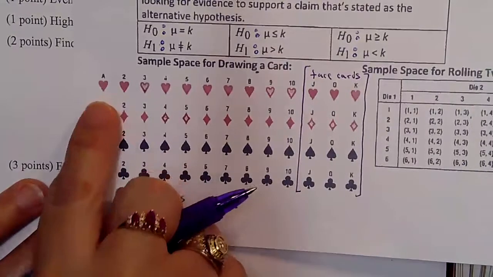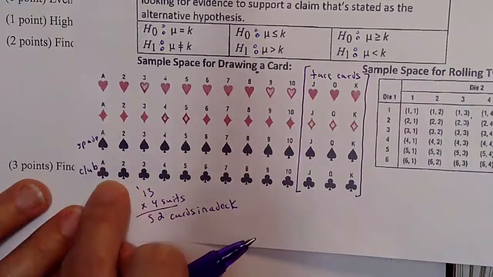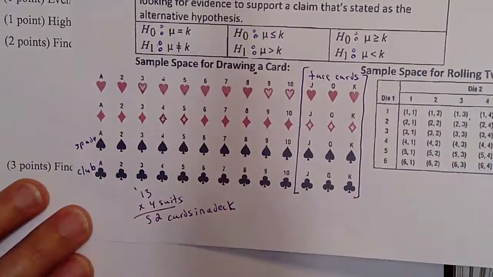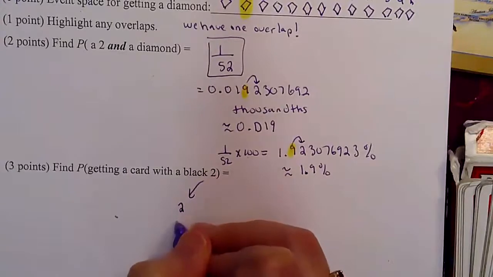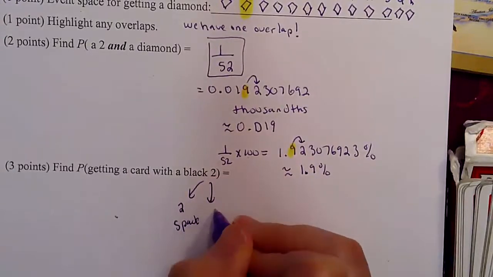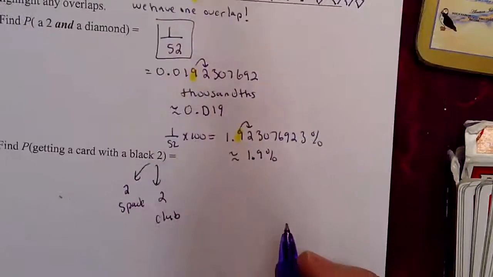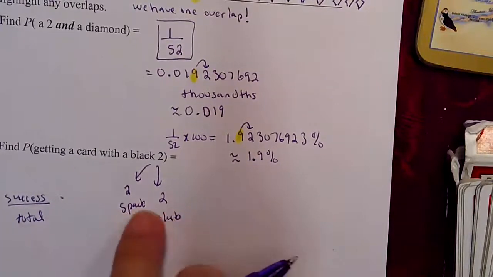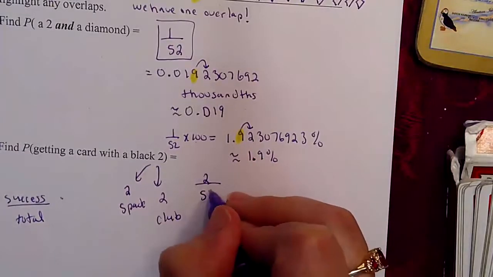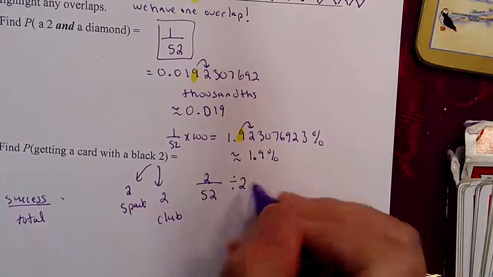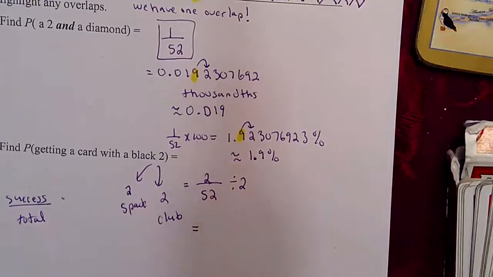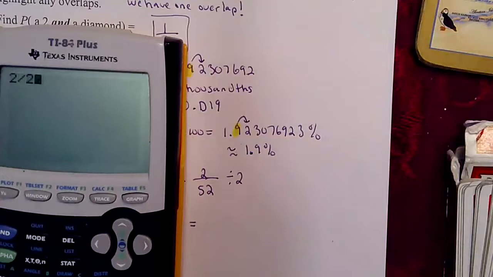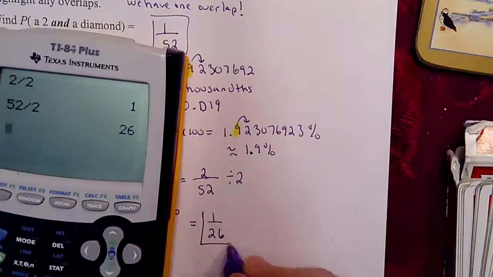I think you already know this is the heart and the diamonds, but this one you might get confused. So this one's a spade and one's a club. The club looks like a flower. So the black two, you have the two that's a spade, and you also have the two that's a club. So you have two of them. So remember, you want successes over your total, right? So successes, you have two of these. So two, and then the denominator is 52, okay? And then that can be reduced by two. Two divided by two is one. And 52 divided by two, half of 52 is 26.